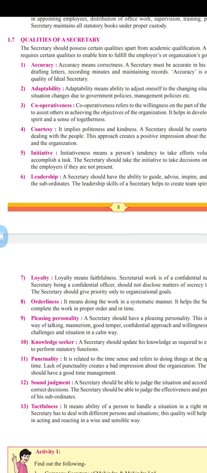Then 13, tactfulness. Tactfulness is the ability of a person to handle a situation in the right manner. Secretary should be able to handle people and situations in such a manner that one does not feel offended. Secretary must have this quality as he is required to communicate with the employees and outsiders on a regular basis. This quality will help the secretary in acting and reacting in a wise and sensible way. That's why this is also an important quality of a secretary. All these 13 are the qualities of a secretary.